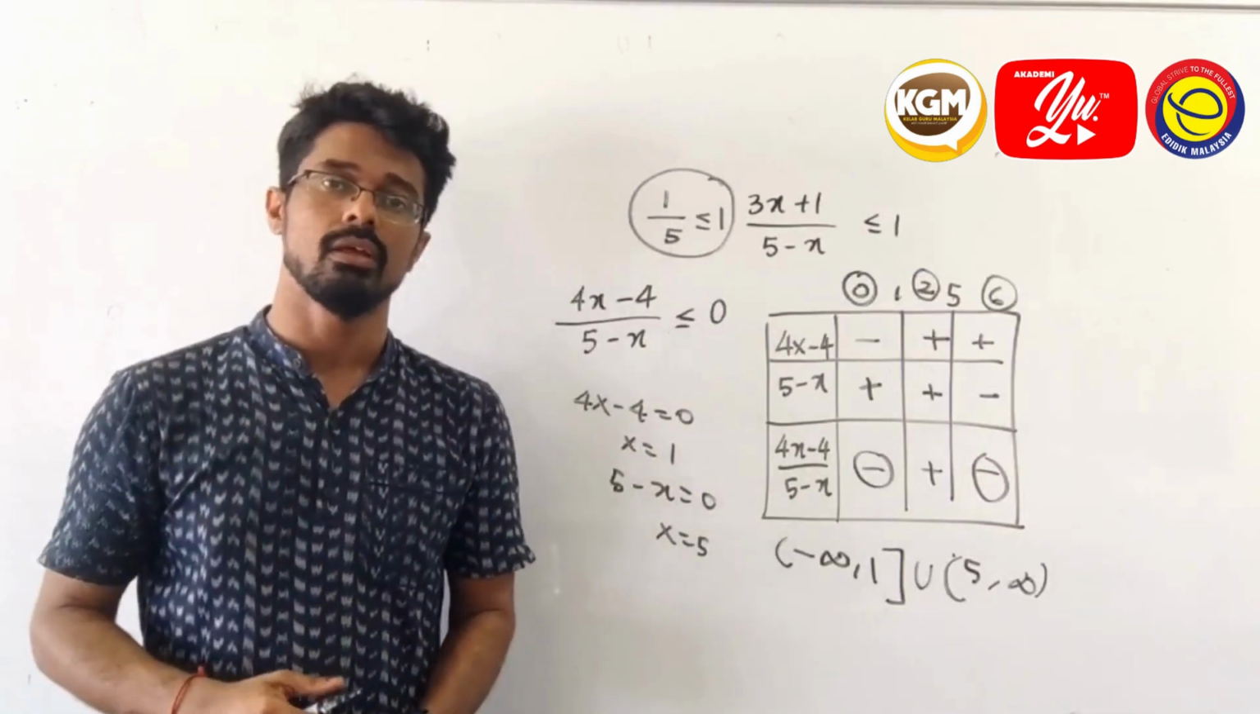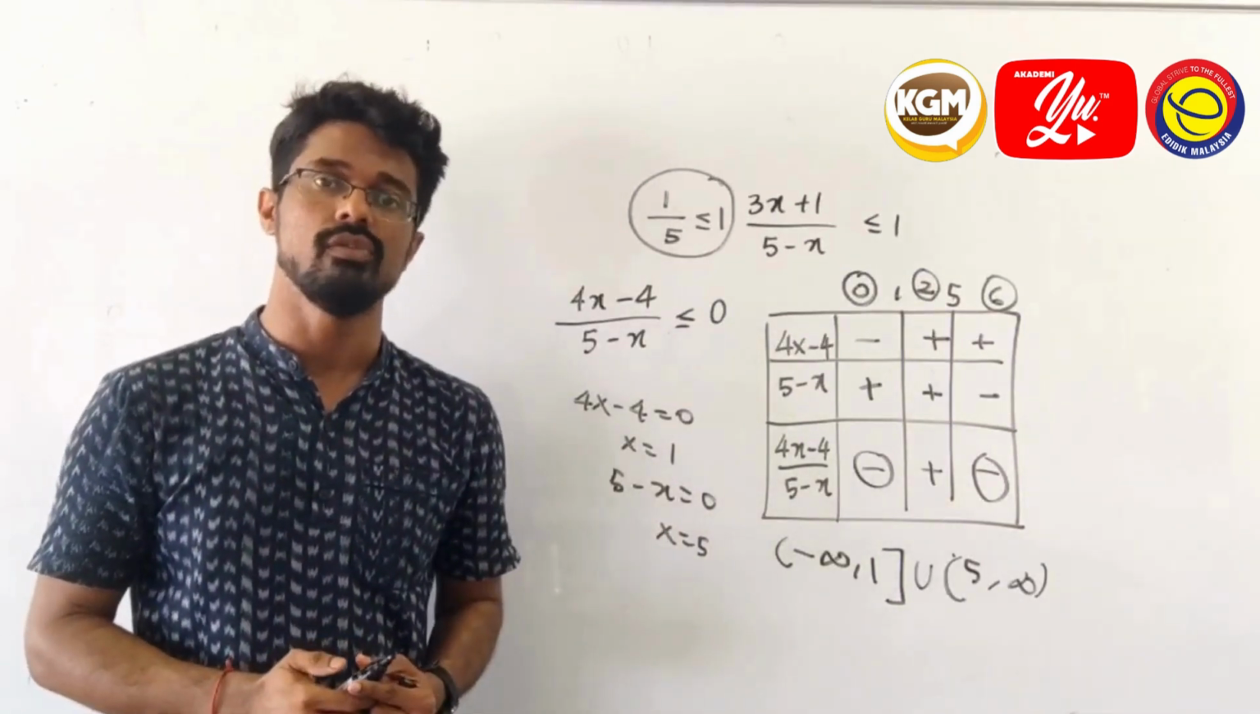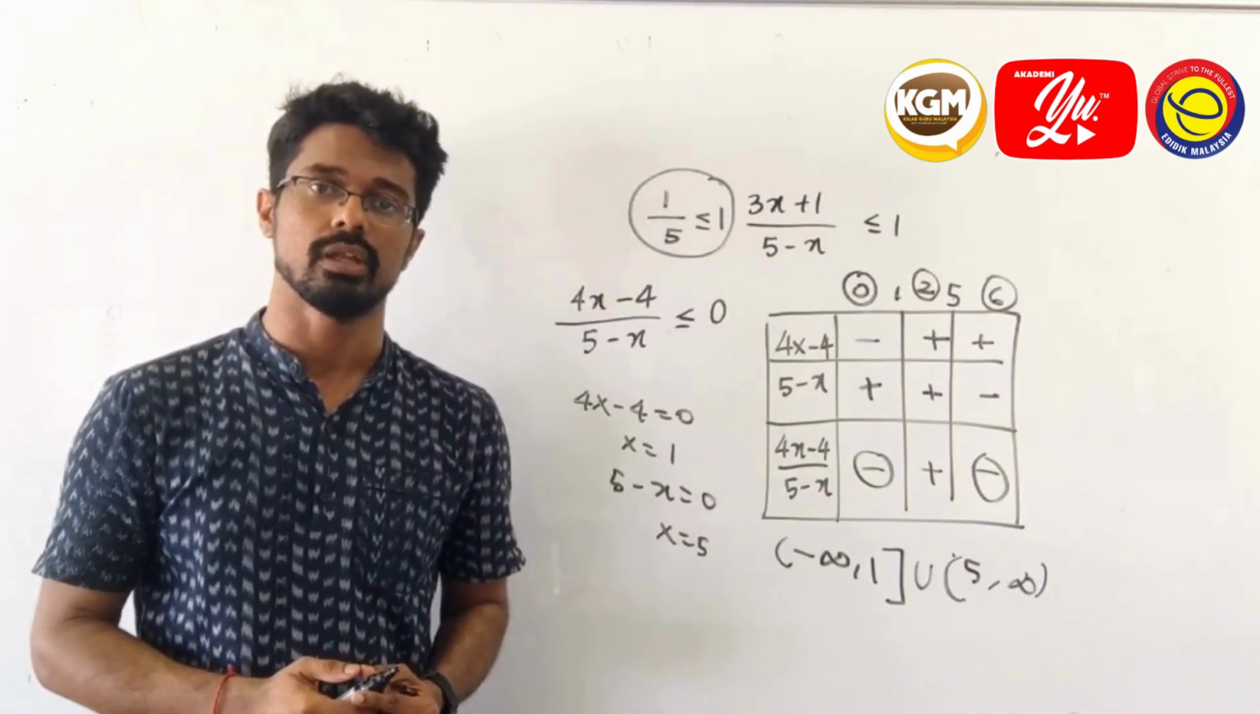So that's all from me. Hope you get the idea of solving ratio inequality using the table of sign.